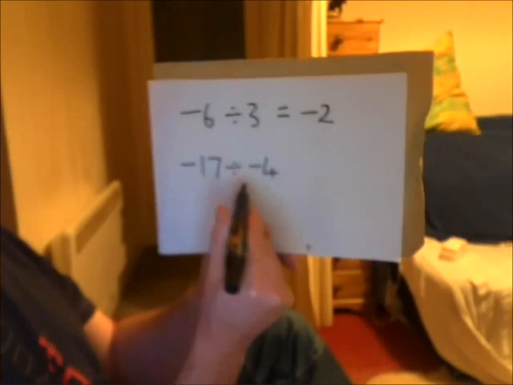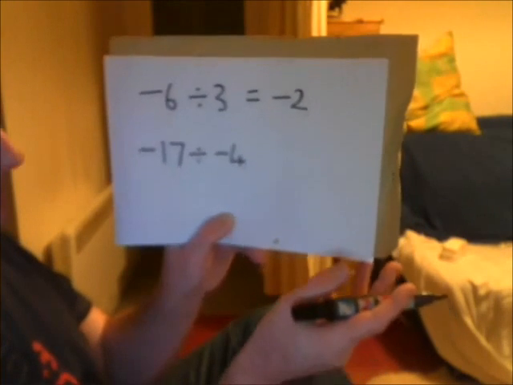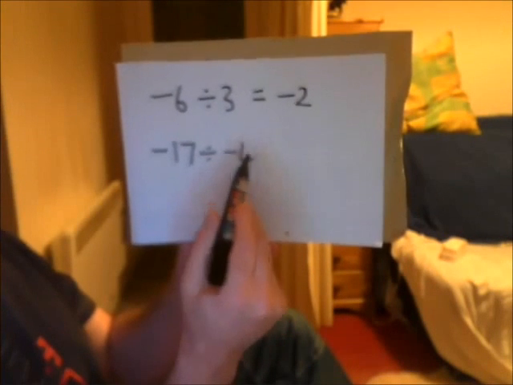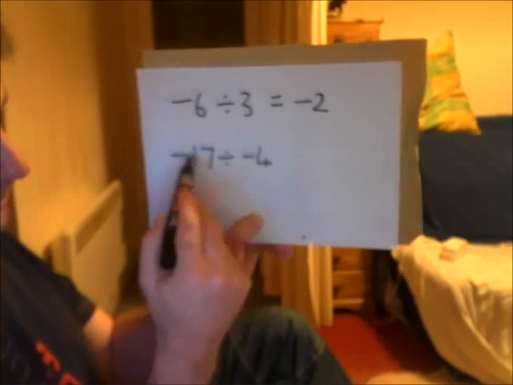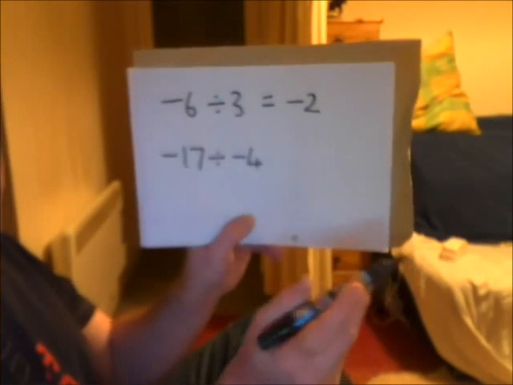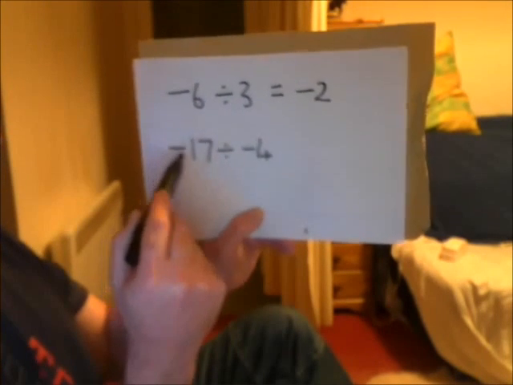Negative 17 divided by negative 4. Now you may ask yourself, why am I monkeying around with all these negative integers? Because, well, let's face it, standard integers are quite easy to work out, you know. I think we're slightly above that level, you know.